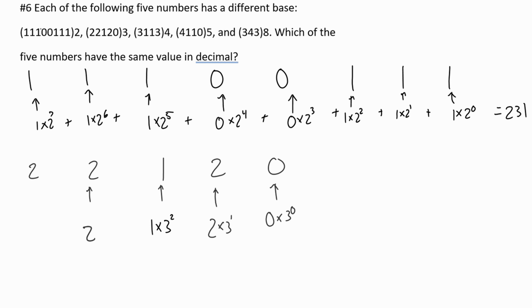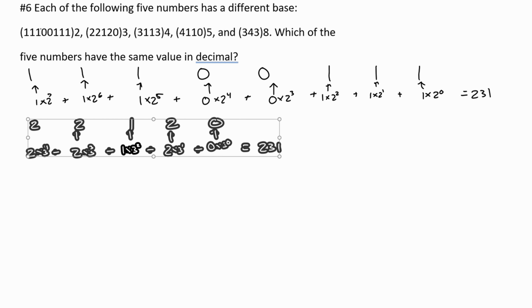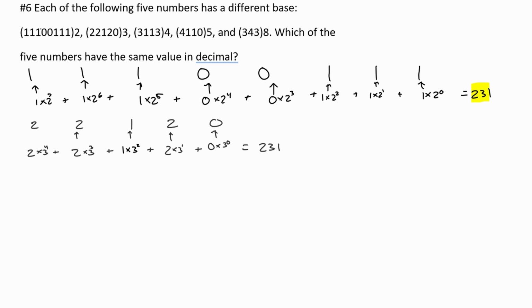Just like in this one, we're going to have a 2 times 3 to the 3. Again, we're incrementing the exponent every single time we go up. And lastly, we are going to have a plus 2 times 3 to the fourth. And we're going to add all of these together when we're done multiplying them together. And this is going to give us 231 as our value. Since we know that the first two numbers are equal to each other, and it says which of the 5 numbers have the same value in decimal, I'm going to highlight these two since they are equal. And now we're going to evaluate the rest of them.